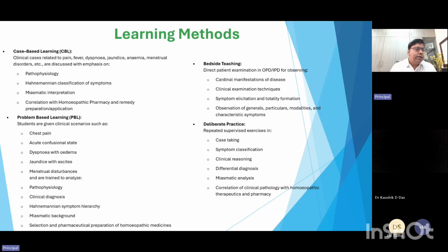Learning methods. Now, under some topics, under some chapters, you can see that a few more learning methods are given, like CBL, PBL. So what is case-based learning? This is just an illustration, an example, which is there in front of you in this slide. Case-based learning.